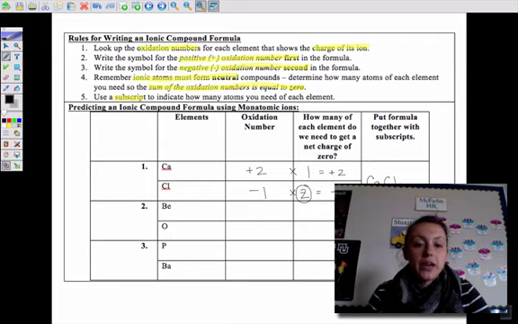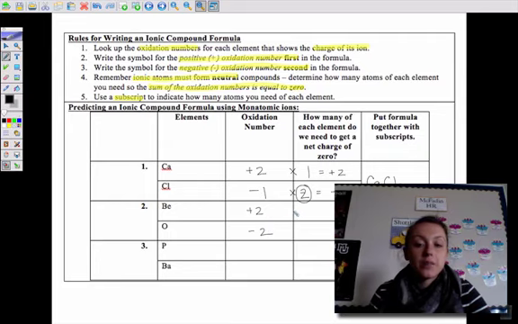Let's do another one together. Be, that's beryllium, has an oxidation number of +2 because it's in that second column. Now O is in column 16, which means it's going to have an oxidation number of -2. Well, isn't it super convenient? If I have +2 for beryllium and -2 for oxygen, I only need 1 of each to cancel out.